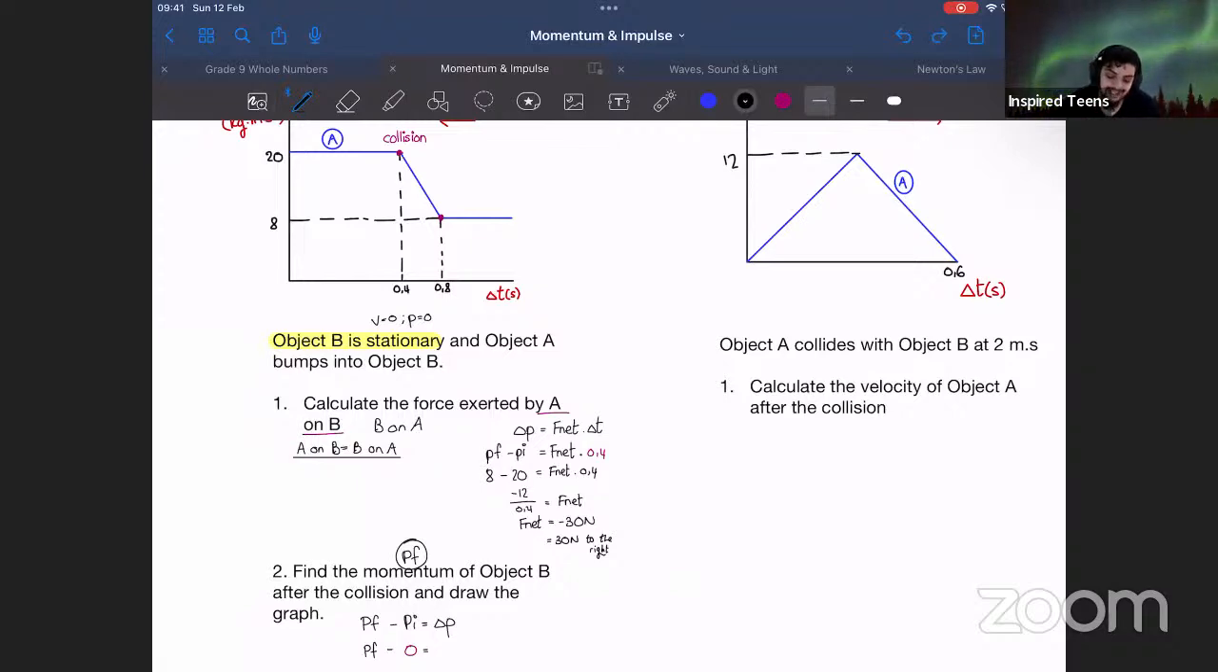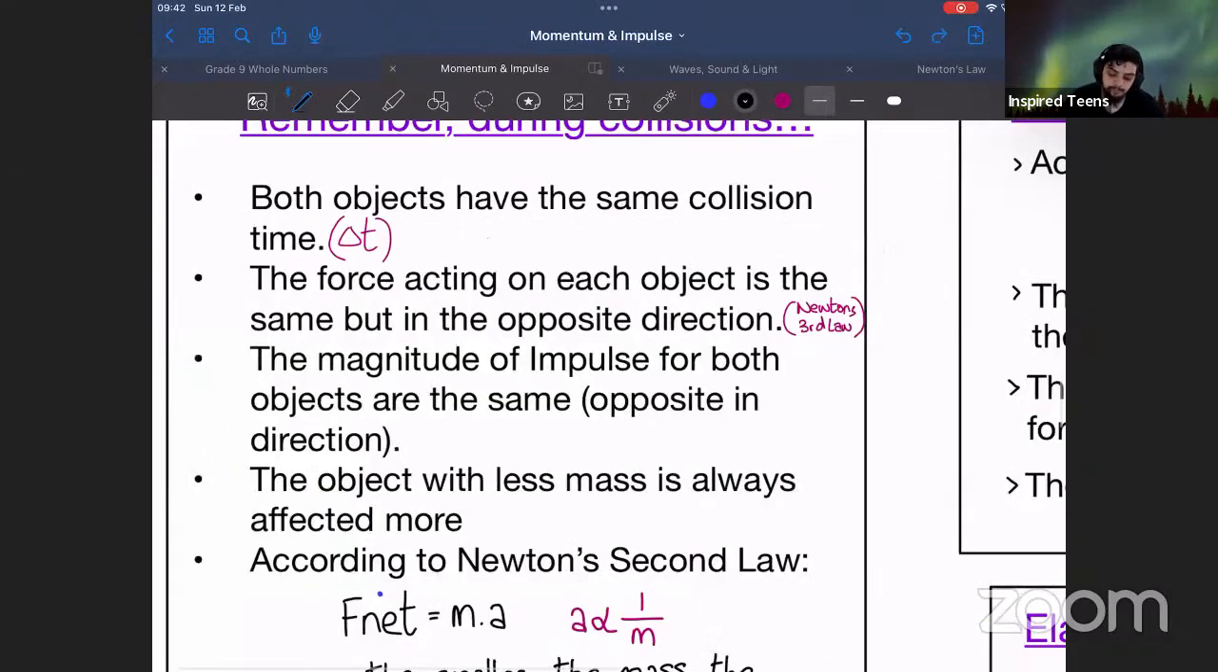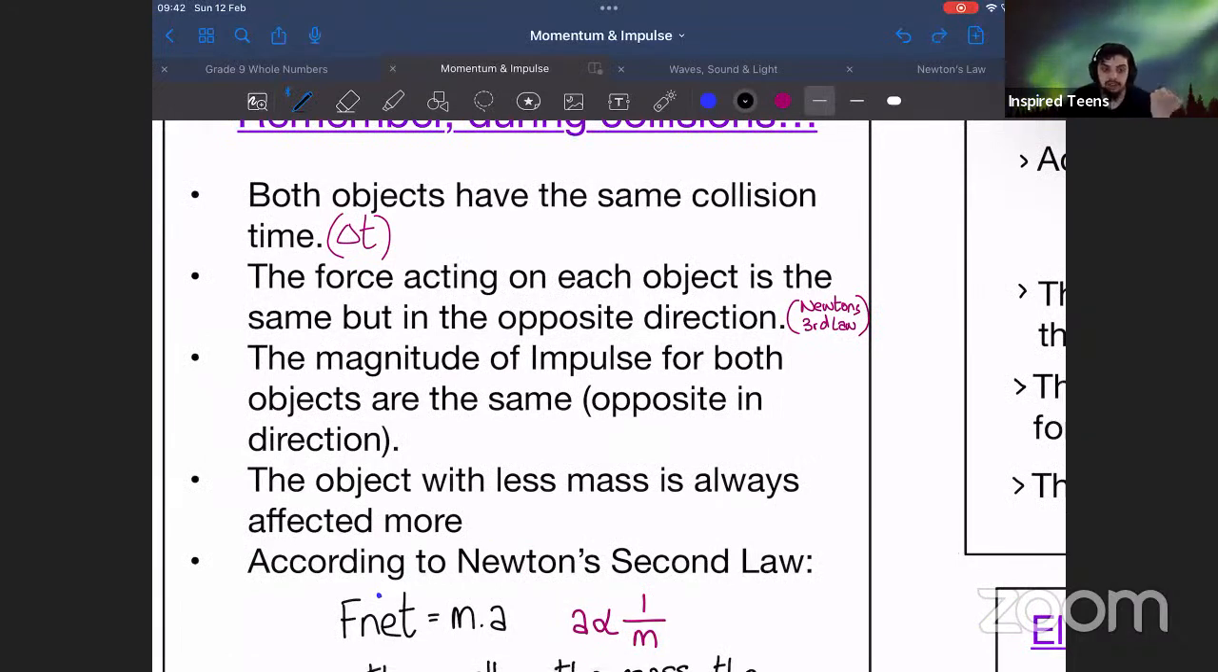But you see, the key thing here is to understand this. Number 1, both objects have the same collision time. Number 2, both objects have the same force exerted on each other. Number 3, both objects have the same magnitude of impulse. So yes, your F net times delta T is correct.